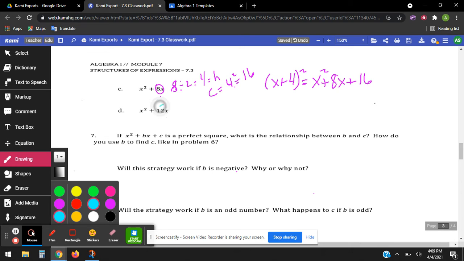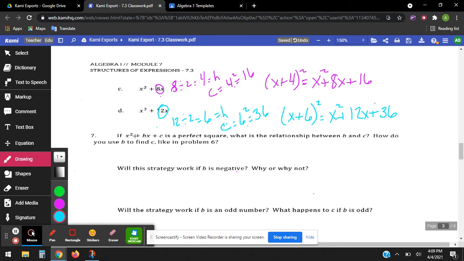Next one. Here, 12x. So 12 divided by 2 equals 6. So that's my h. C equals my h squared. So 6 squared is 36. So that means my equation is x plus 6, which is my h. And then when I want to complete it over here, x squared plus 12x plus 6 squared is 36.